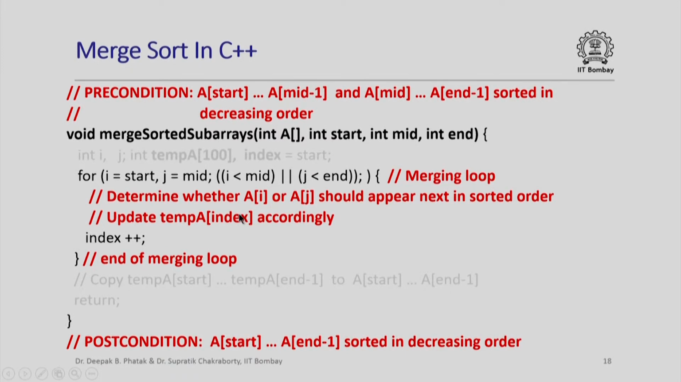Now what do I do within the body of the for loop? I have to determine whether ai coming from the first subarray A start through A mid minus 1 or aj coming from the second subarray A mid through A n minus 1, which of these two should appear next in the sorted order, and I have to update temp A index accordingly. And if I have copied ai to temp A index, I have to increment i. If I have copied aj to temp A index, I have to increment j. And of course then I must increment index, so that the next time around the next element to appear in the sorted order would be stored in the next position in temp A.